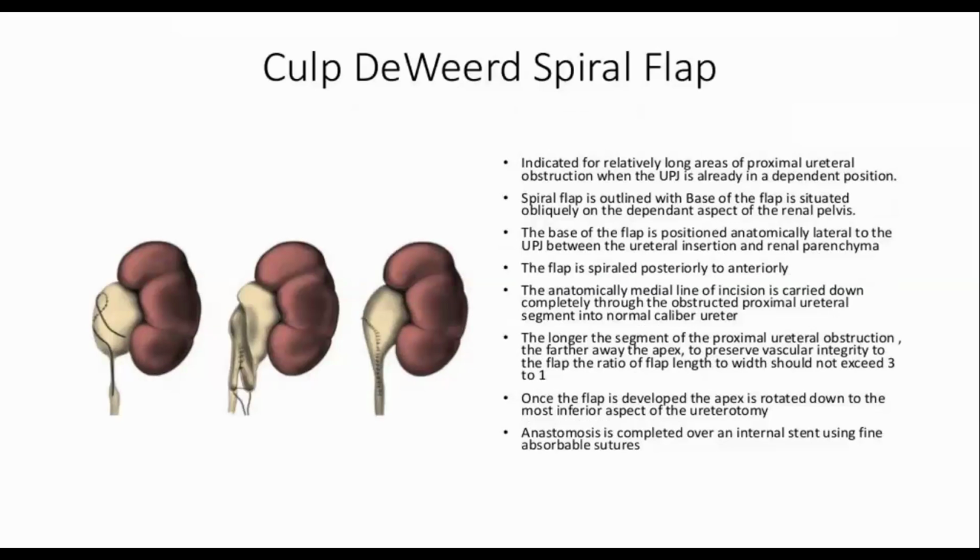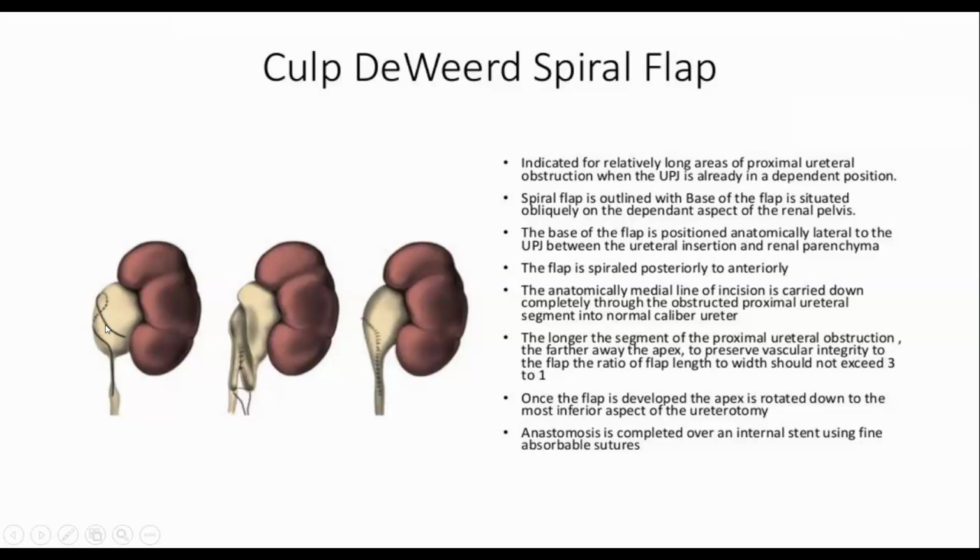Now, in case of a long segment proximal ureteric obstruction, there is a procedure called the Culp-DeWeerd spiral flap. The spiral flap is outlined with the base of the flap situated obliquely in the dependent aspect of the renal pelvis. The UPJ is already at the dependent position. We mark the spiral flap on the dependent side. This is the marking of the spiral flap.